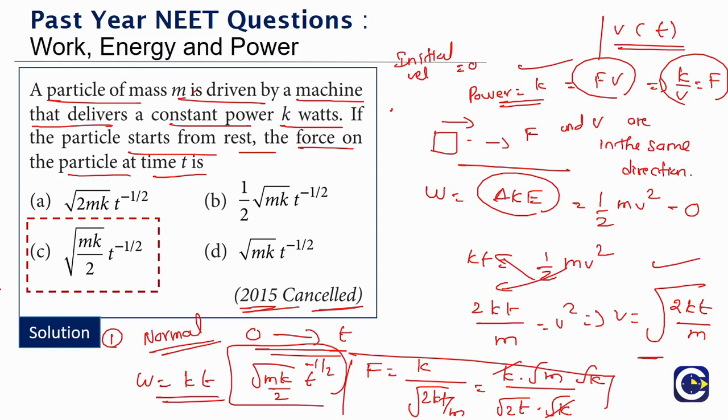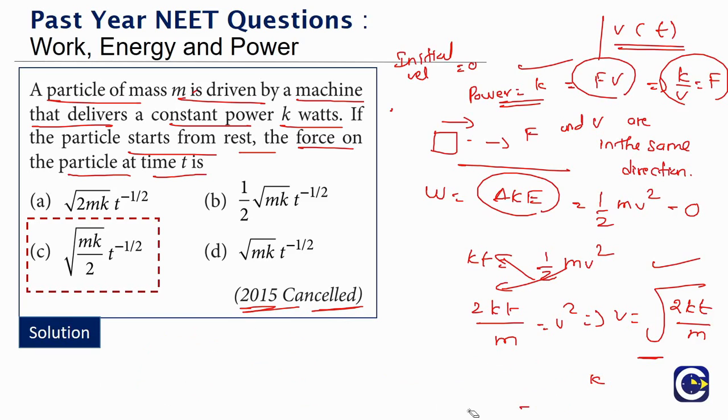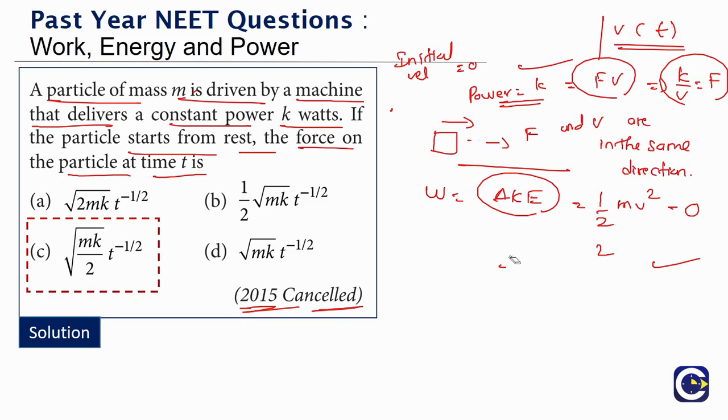So this is the method where we are not applying the integration technique. Now we can also solve this question by using the integration approach. Here we used the work energy theorem condition. Work done by the force is equal to the change in kinetic energy, because there is no mention about the potential energy. From there we get the velocity function, and once we know the velocity function, F into V is equal to K, so we will get the F value. That's it.